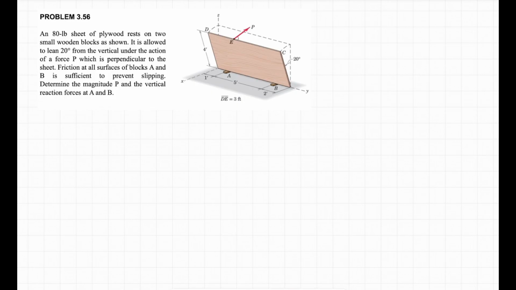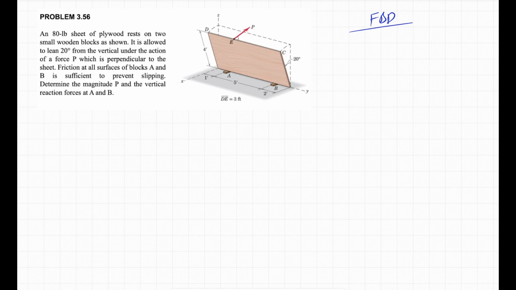Hey guys, welcome back. In today's video, we have a question that an 80-pound sheet of plywood rests on two small wooden blocks, as we can see, and it's allowed to lean 20 degrees from the vertical under the action of the force P, which we know is perpendicular to the sheet. And we know that the friction at all surfaces of block A and B is high enough to prevent slipping, and we need to determine the magnitude of P and also the vertical reaction forces at A and B.